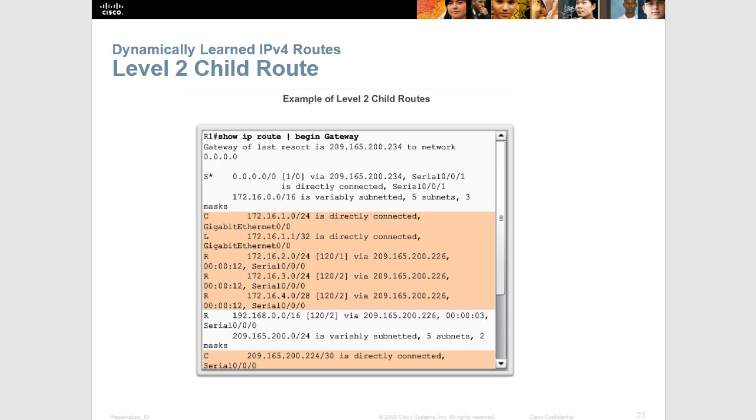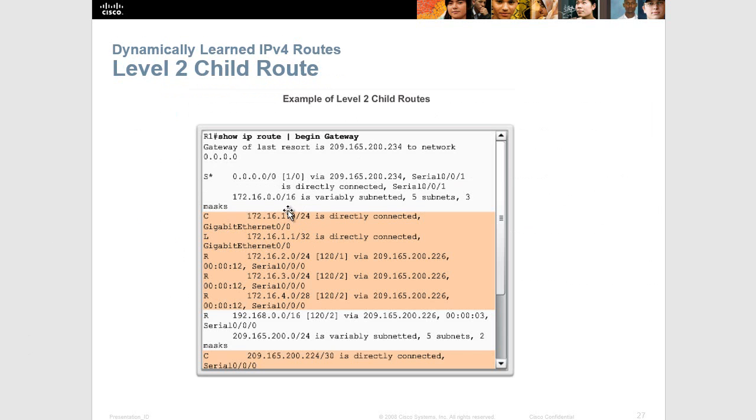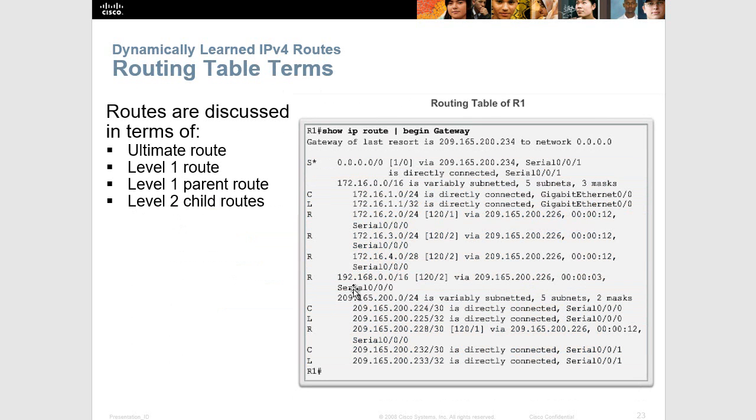Okay, so I'll restate that. If your best match is a level 1 ultimate route, that one's used. That means it's level 1, all the way aligned to the left. We don't have one there, but an entry like this RIP protocol would be an ultimate route. It's level 1, it has an exit interface, it has a next hop, so that would be used first if there's a match for that type of entry.